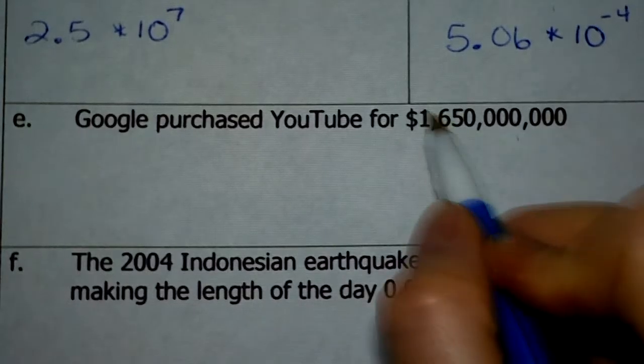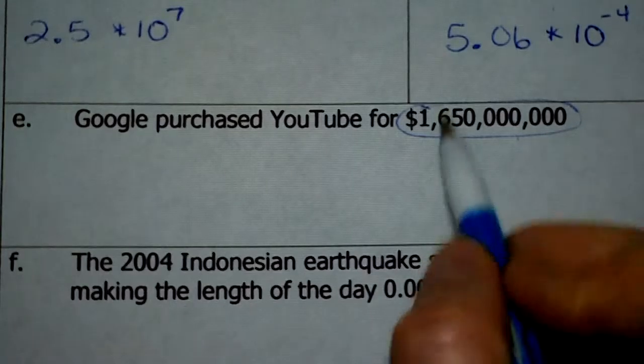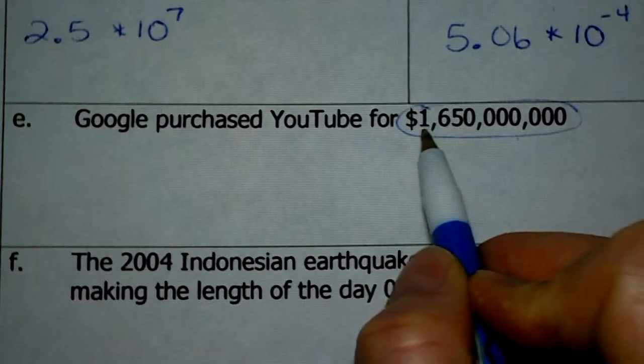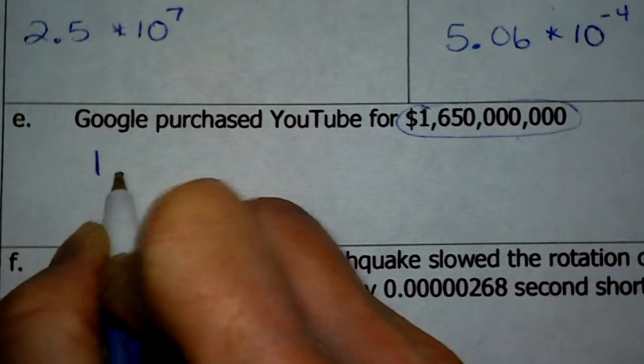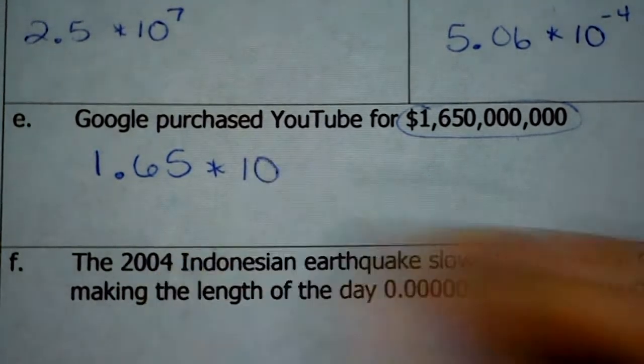I want you to write this amount as a number in scientific notation, or as a scientific notation expression. So I first have to figure out where I want my decimal point to go. My first non-zero number is 1. So I'm going to have 1.65. I'm going to multiply that by 10 to the.